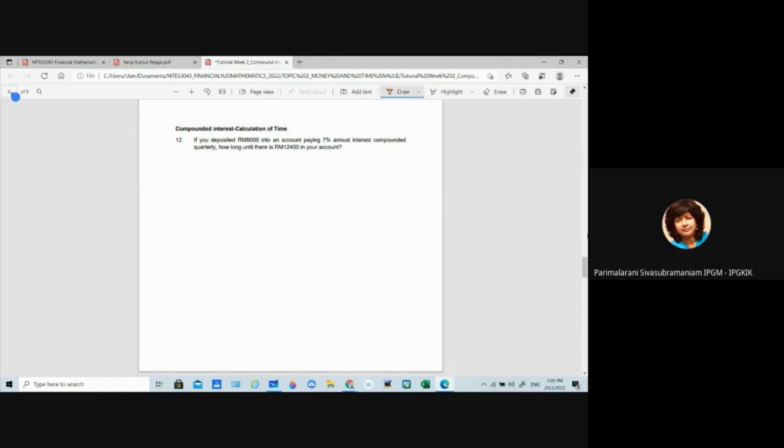Question 12. If you deposited 8,000 into an account paying 7% annual interest compounded quarterly, how long until there is 12,400 in your account? So your future value is 12,400. Present value is 8,000. Your K is 7%, which is 0.07. Compounded quarterly, therefore M is 4. What are they asking you to find? T. Yes, you don't know T.